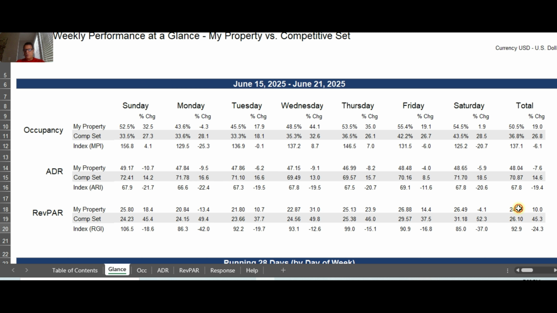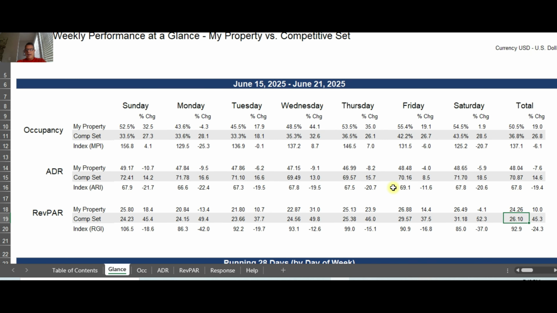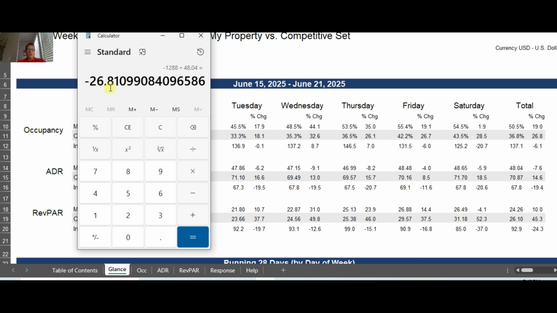I took 24.26 right here, minus 26.10, times the number of rooms in the hotel, which was 7 times 100. And then I divided it by this 48.04, which is the ADR. And I got this number here, this 26, so almost 27. So let's just say 26 rooms short. So if we would have had 26 more rooms occupied in this hotel for the week, we would have hit our RevPAR index. And I can take that a step further and divide the 26 by 7, and it's going to show you it's about 4 rooms a day.